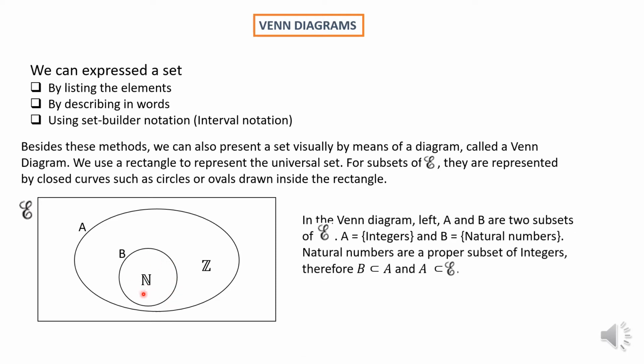So you can actually realize that when we talk about proper subsets, like what we did in our previous videos here, B is a proper subset of A. All natural numbers, you know, counting numbers, are also part of the integers, because integers, remember, are positive and negative whole numbers, including 0. And everything that is in A, all the integers, are a proper subset of the universal set.